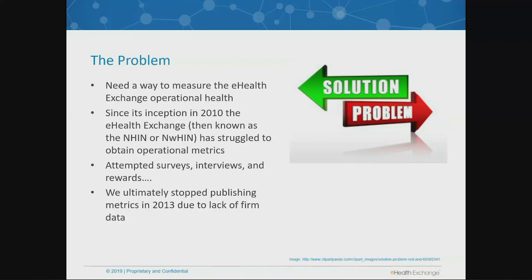In all those cases, we had one recurring theme, which is that there was not enough insight into the operational status of the network. And as Jay said, that's a very key element because we need to know if things are working correctly or not. So really, since its inception, this is a problem we've struggled with on the eHealth Exchange, even back before Sequoia or eHealth Exchange took over the project from the ONC. Even back then, we had problems trying to get the data.